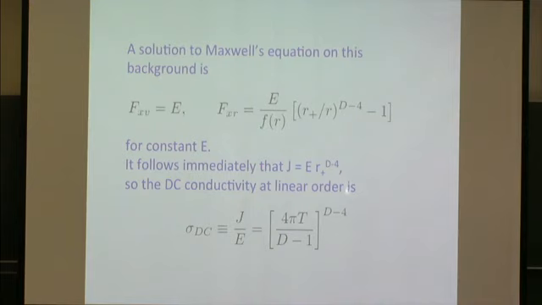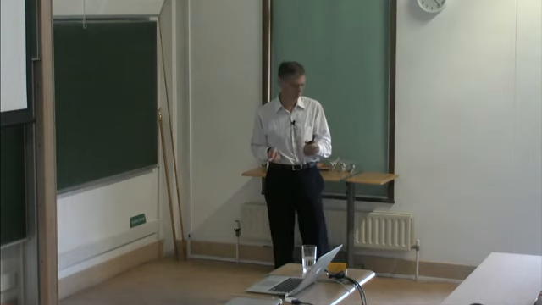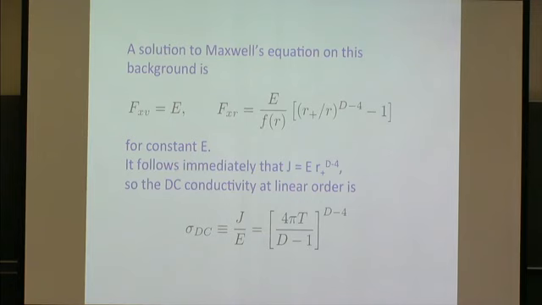That can be rewritten in terms of the temperature, and you find that the DC conductivity in any dimension goes like this power of the temperature. That's, again, something that you expect because the conductivity is dimensionful in more than 2+1 dimensions, and the only scale in the problem is the temperature, so you'd expect it to go like a power of T.